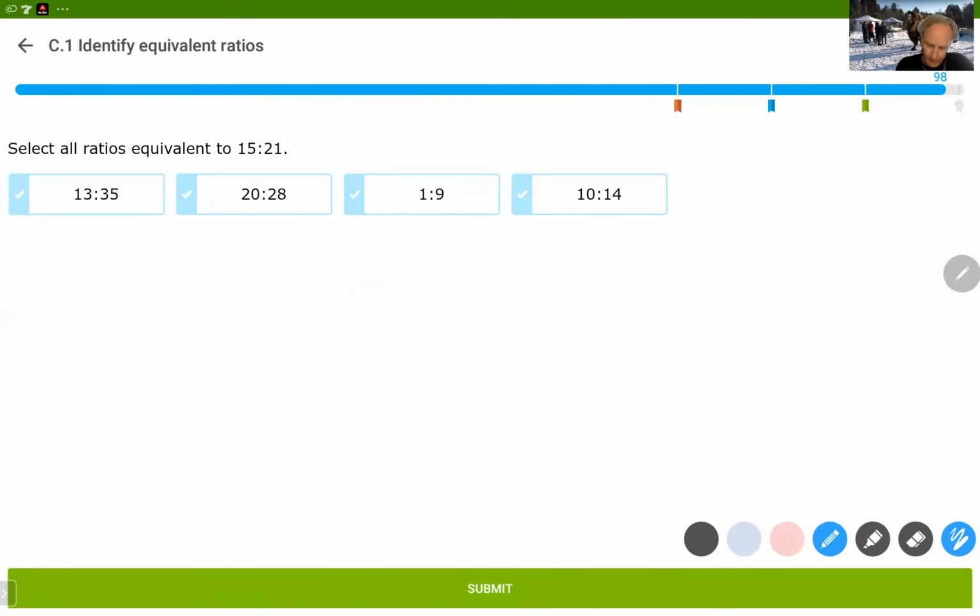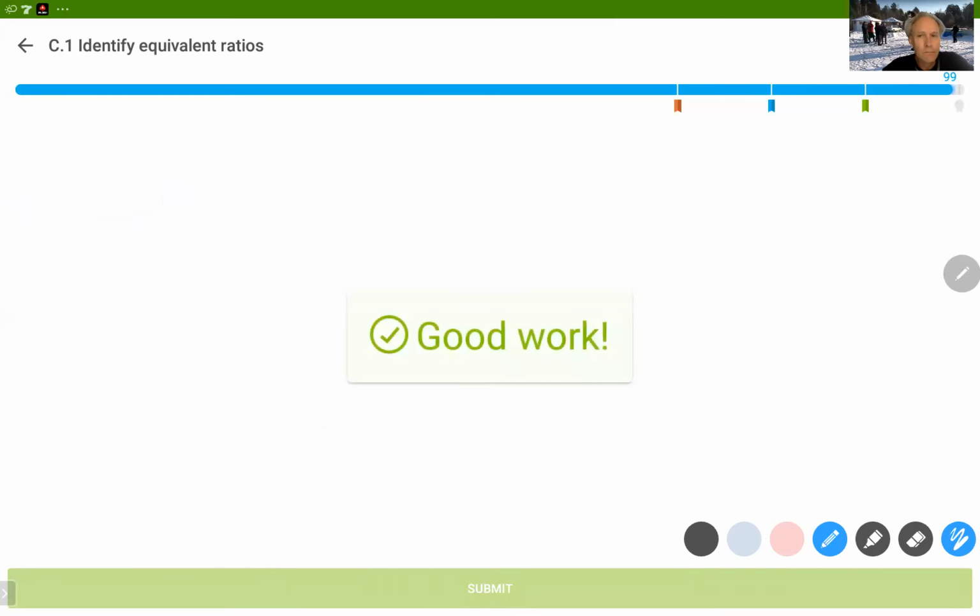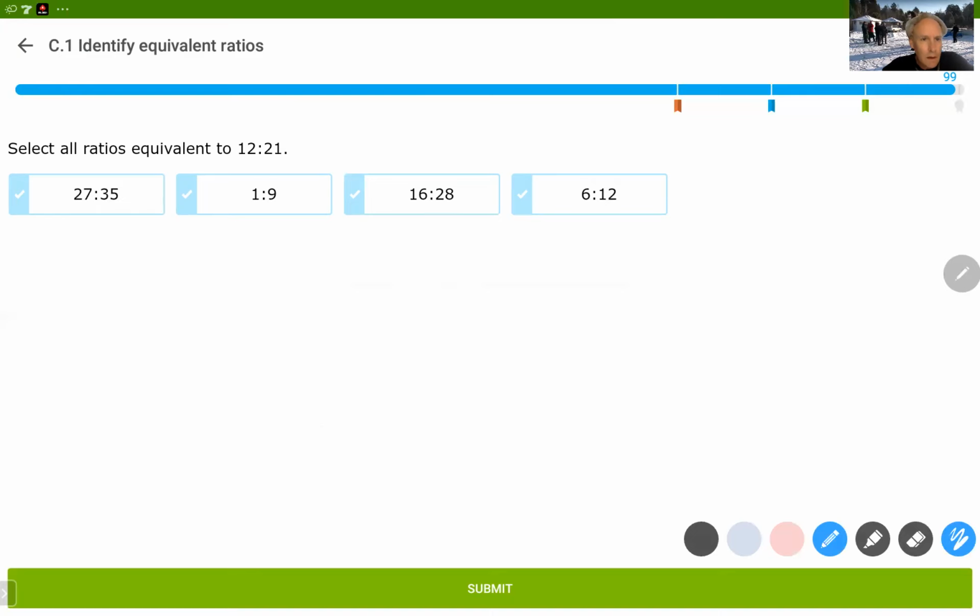And divide by 3, and we get 5 to 7. Doubling gives us that one. Times 4 gives us that one, and that's it. We're dividing by 3, and we've got 4 to 7. Times 4 gives us that one, and that's it.